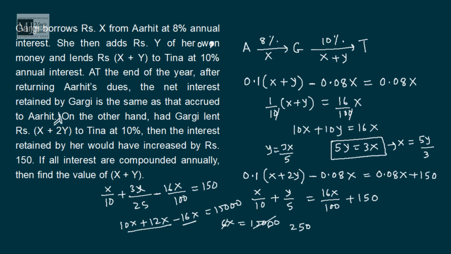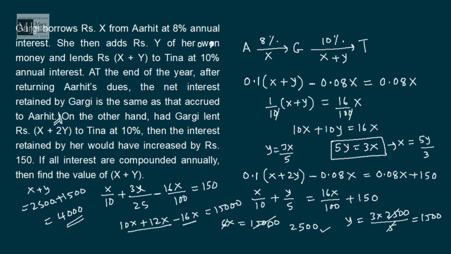X would be 2500. Yes? Okay. So we have x. So y is 3 into 2500 by 5. That would be 1500. So what is x plus y? X plus y is 2500 plus 1500, that is 4000. Since theta is there, we'll type in 4000. Answer is asked in rupees.